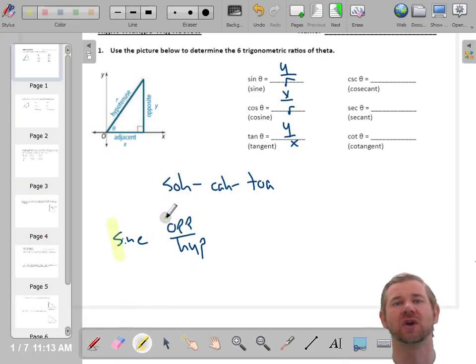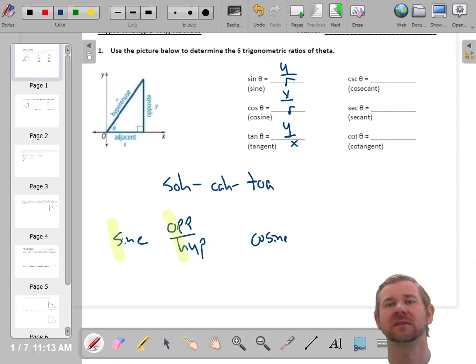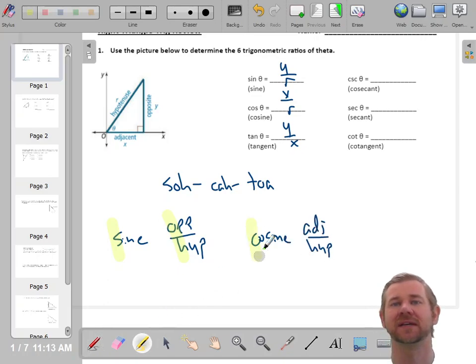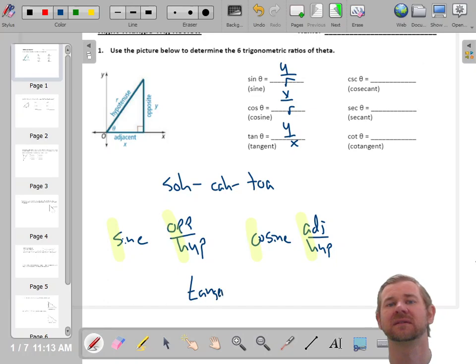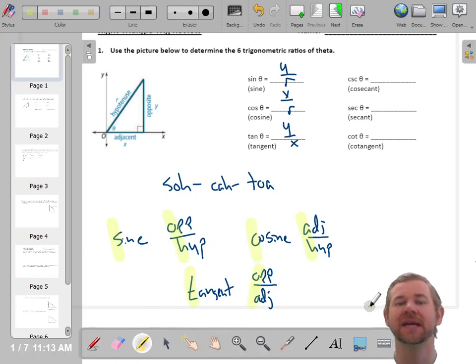S-O-H, SOHCAHTOA. Cosine is adjacent over hypotenuse, so that's the C-A-H. And tangent is opposite over adjacent, so TOA, T-O-A. Okay? If SOHCAHTOA helps you remember them, great, but you definitely need to know them.